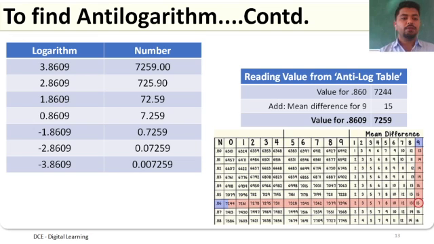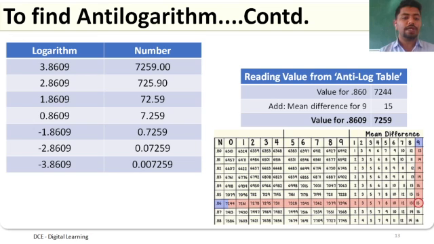In case of a negative characteristic, the final result will be a pure fraction. Now the characteristic value will decide how many zeros need to be put right after the decimal point. So when the characteristic is negative, then the number of zeros after the decimal point will be one less than the numerical value of the characteristic.